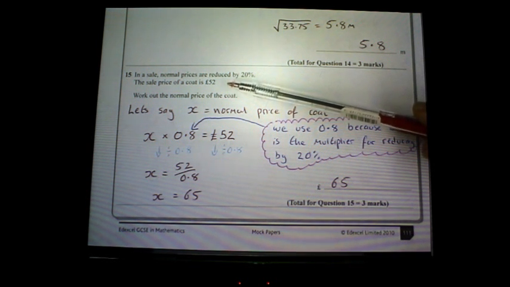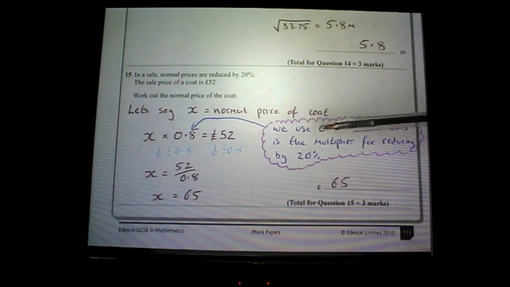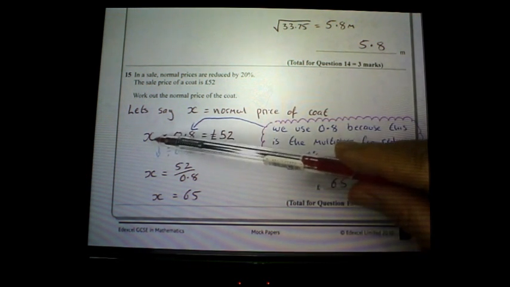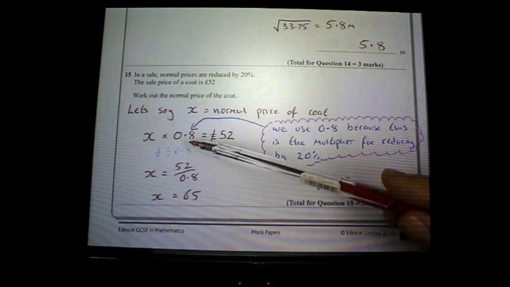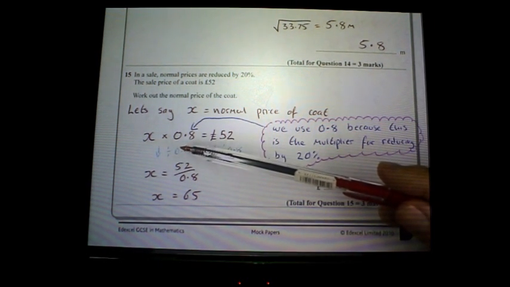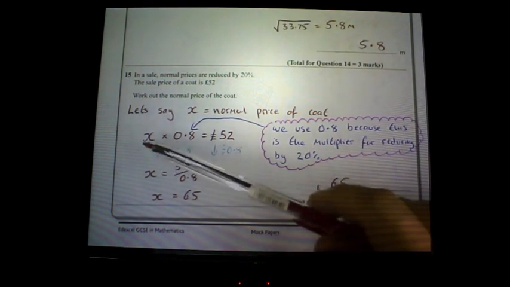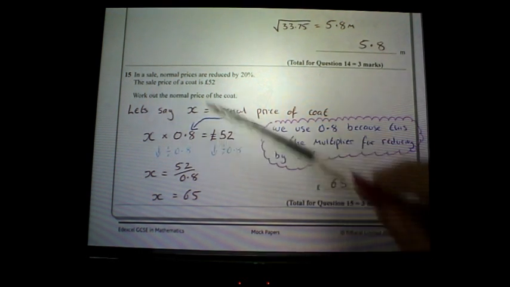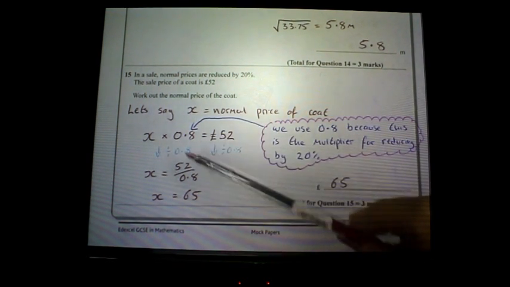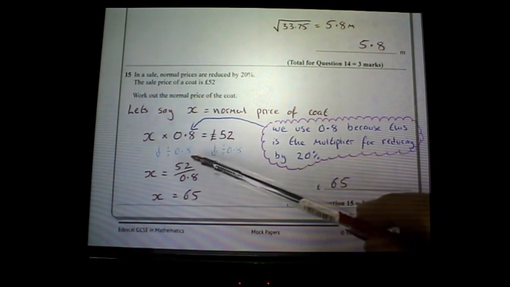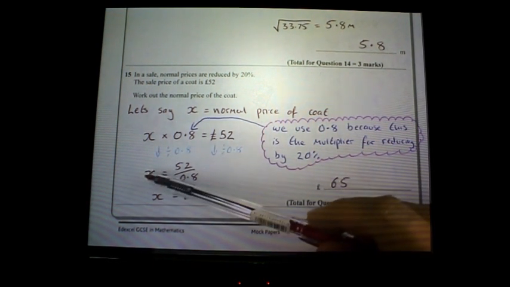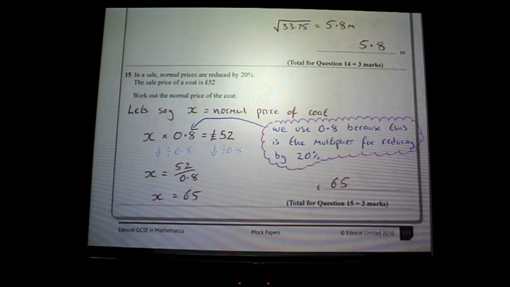You could do it by trial and error and work out it's 65, or this is what I do. I say let's assume that X is the normal price of the coat, which it is. So I start off by saying X, then I reduce it by 20%. If you remember, you can use the multiplier of 0.8, because this is the multiplier for reducing by 20%. So the original cost times that equals 52, because that's the sale price. Do a bit of rearranging here. I'm going to get X on its own, so divide both sides by 0.8. So X is 52 over 0.8, which comes out to £65. Next one, question 16.